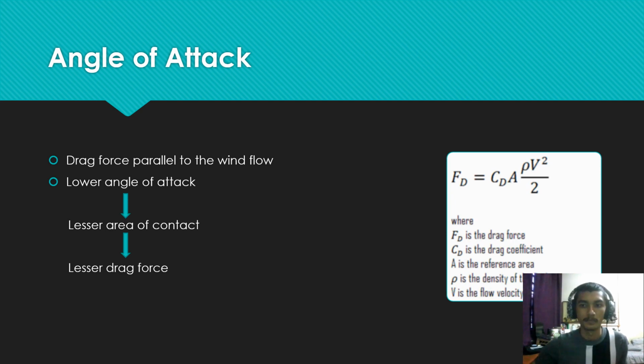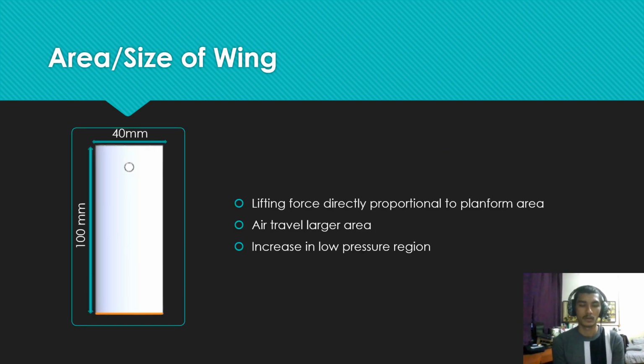As for the area of the wing, this project sets the span limit of the wing at 100 mm. Since the lifting force is directly proportional to the area of the wing, we picked the maximum possible span allowed for the project, which is 100 mm, and the chord is about 40 mm. We did so to obtain the largest possible area. A bigger planform area requires the air to travel over a larger area and results in a lower pressure region over the upper surface, which in turn contributes to an increase in the overall lifting force of the wing.